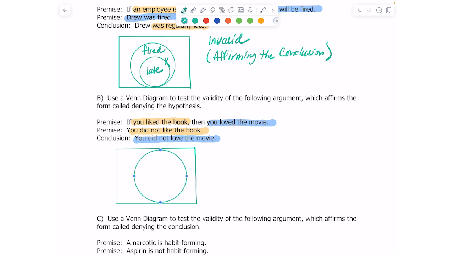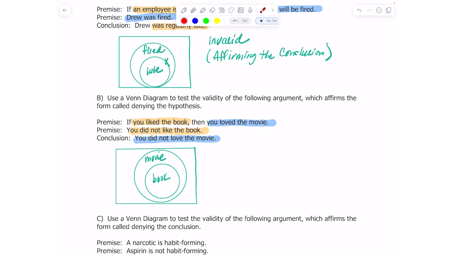Think about what your more general set is going to be, and then we'll look at the smaller subset. All right, so our general set has to do with loving the movie. If you liked the book, then you love the movie. So we're going to put the book people in here, inside the movie, because if you liked the book, then you liked the movie, or you loved the movie.